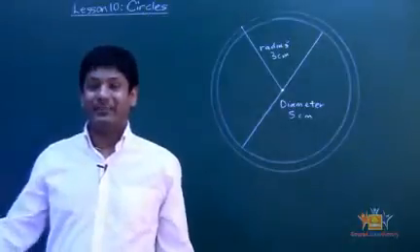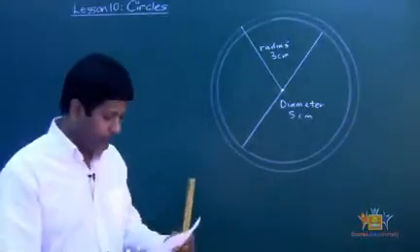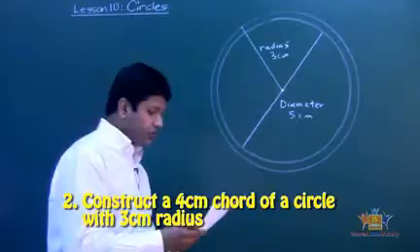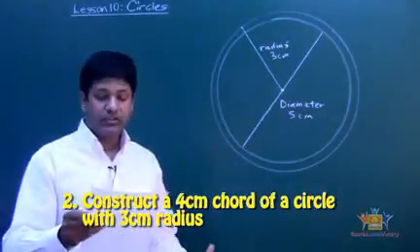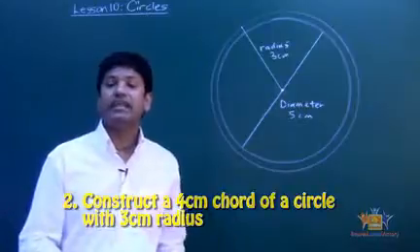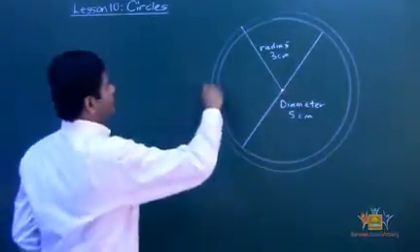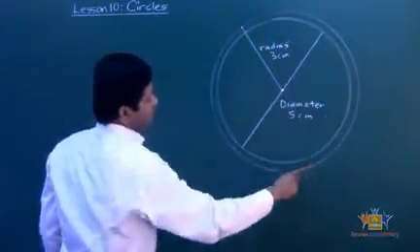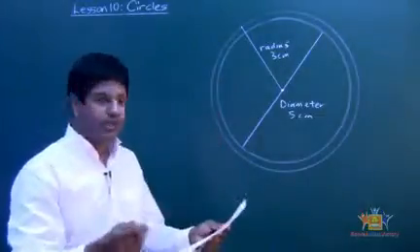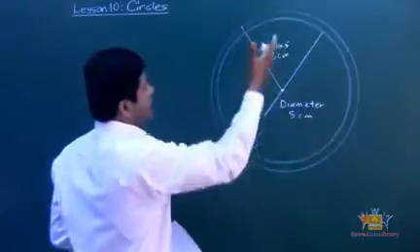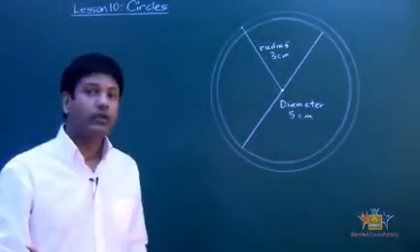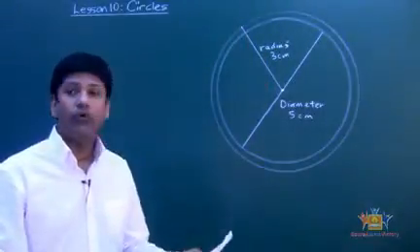Now let's look at problem number 2. Problem number 2 says construct a 4 centimeter chord of a circle with 3 centimeter radius. So we're going to use the outer circle, because that's the one with 3 centimeters. We draw the circle with the 3 centimeter radius, but we want a chord with a length of 4 centimeters.